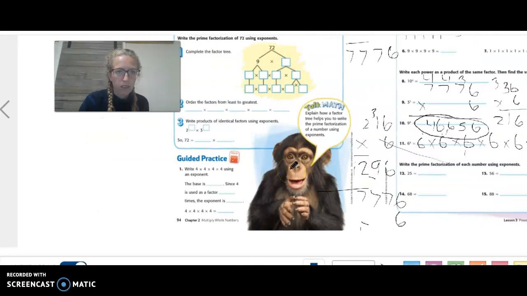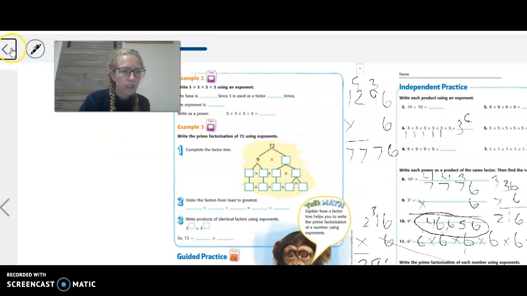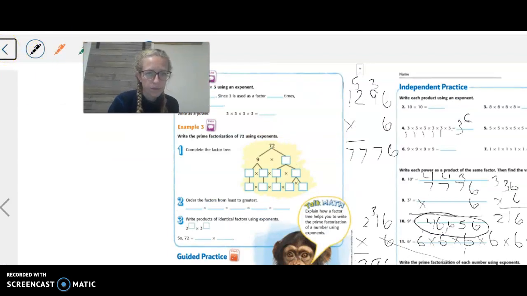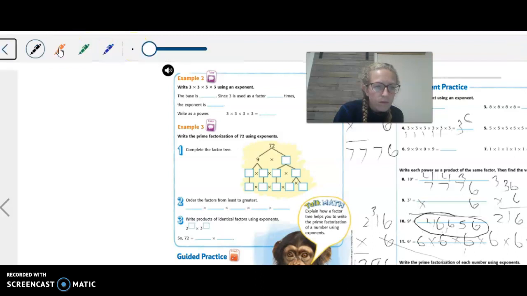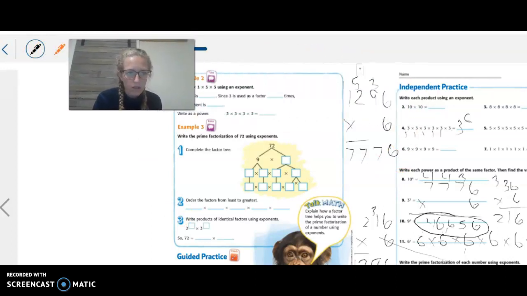All right, let's go ahead, see if I can find the eraser. Oh man, little computer. Let's see if we can find the eraser. Not gonna find the eraser.